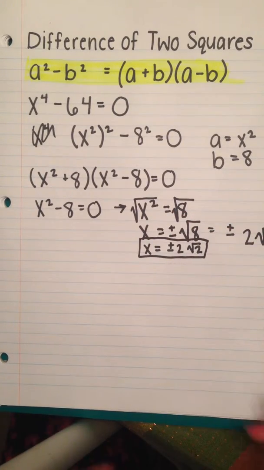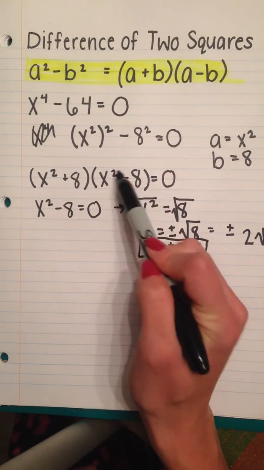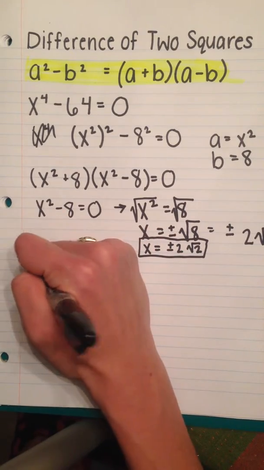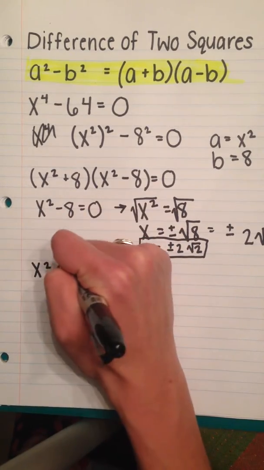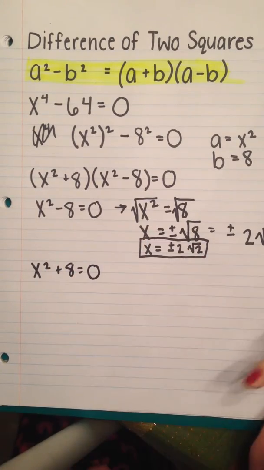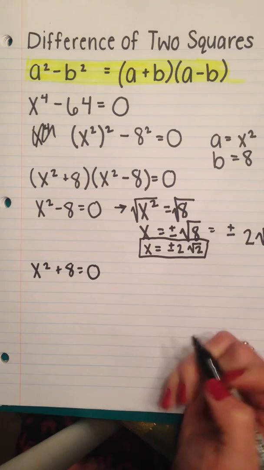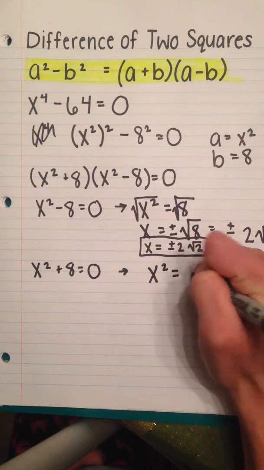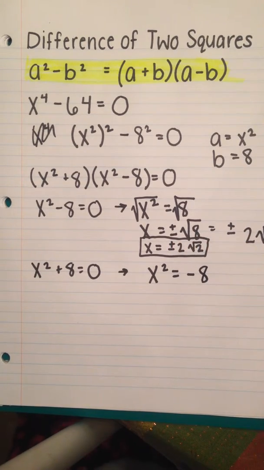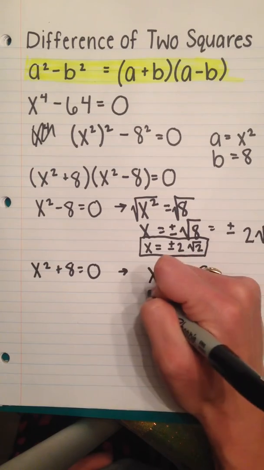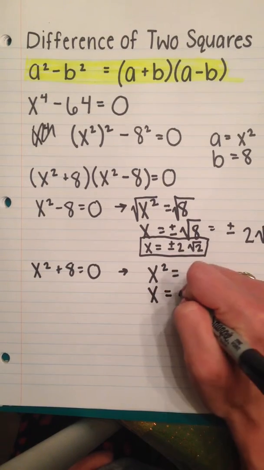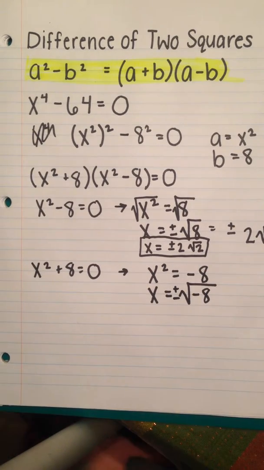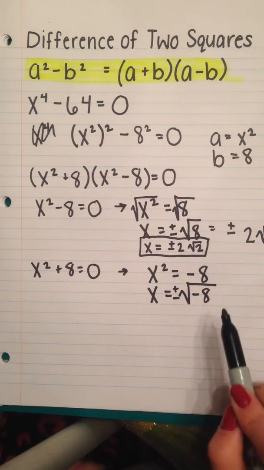Because of the positive and the negative. Now, since we already took the second term and set it equal to 0, let's do the same thing with the first term. We have x squared plus 8 equals 0. Let's go ahead and subtract 8 from both sides, leaving us with x squared equals negative 8. To get the x alone, we take the square root, leaving us with x equals square root of negative 8. Don't forget your plus and your minus. Whenever you see a negative number inside of a radical, think i.